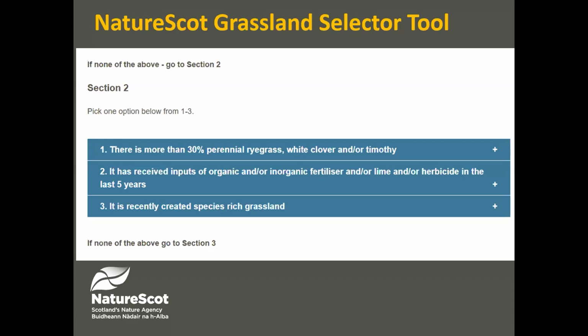Question 3 is for recently created species-rich grasslands. So that picks up any, if you've been in an agri-environment scheme, for example, ECSS, and you've created species-rich grassland from more improved grassland sites, then they've got their own category and they would automatically be recorded as unimproved grassland.